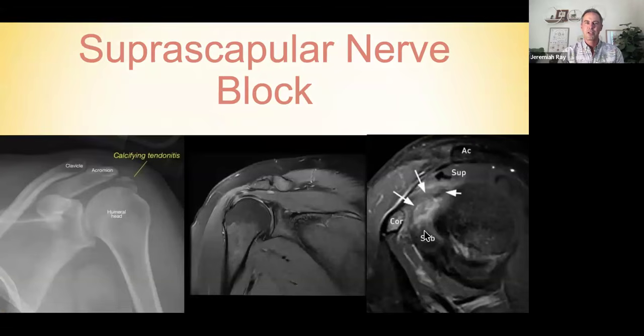So here's going through each of the blocks one by one, some of the indications, how to perform it, and some of the anatomy through each of the six blocks here.